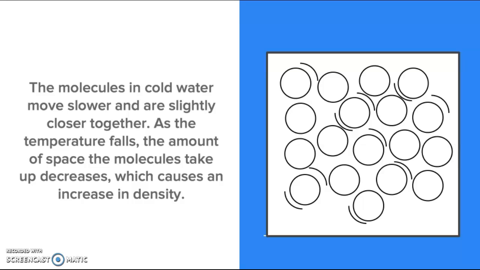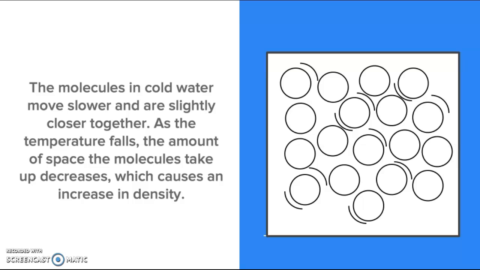How does the change in the amount of space that the molecules take up affect the density? As water cooled, the molecules came together and sunk or became more dense. As water is heated, the molecules spread apart, thus decreasing the density and causing the warm water to rise.